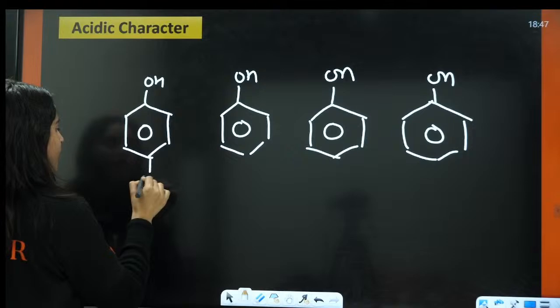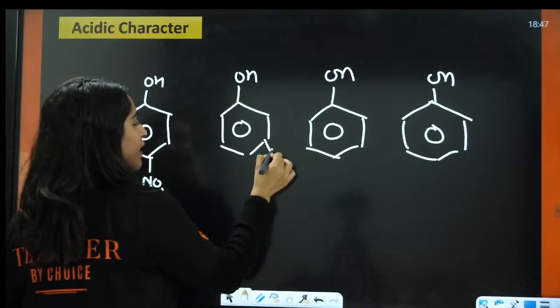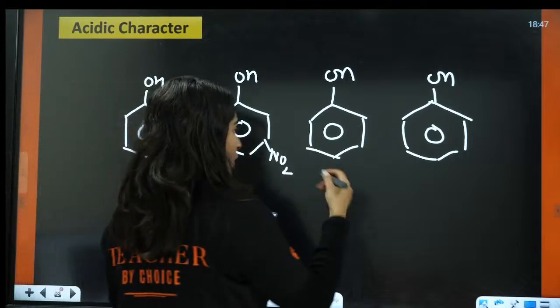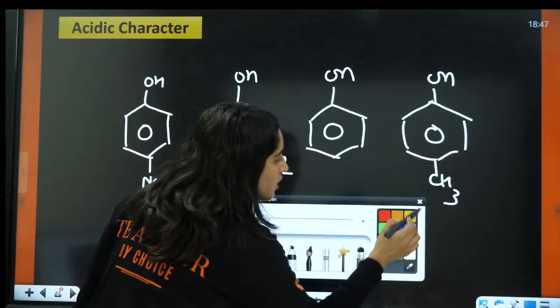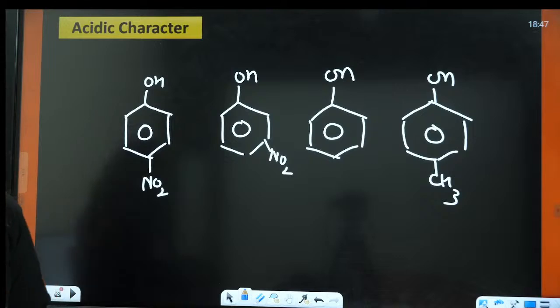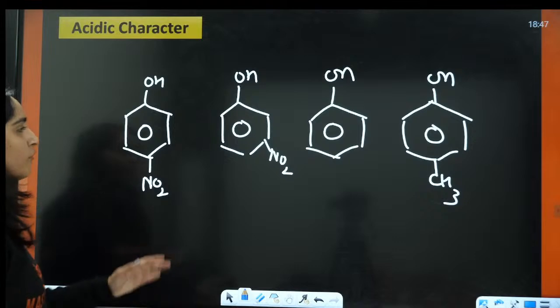Now, here you have an NO2 group. Here also you have one NO2 group. Here also you have nothing. And here you have a CH3 group. Now tell me, what is the stability order of this particular one?